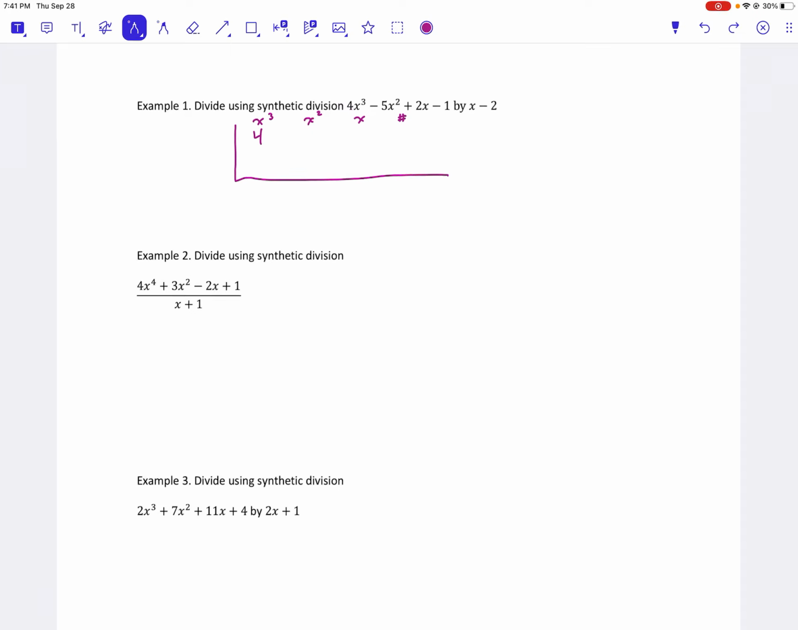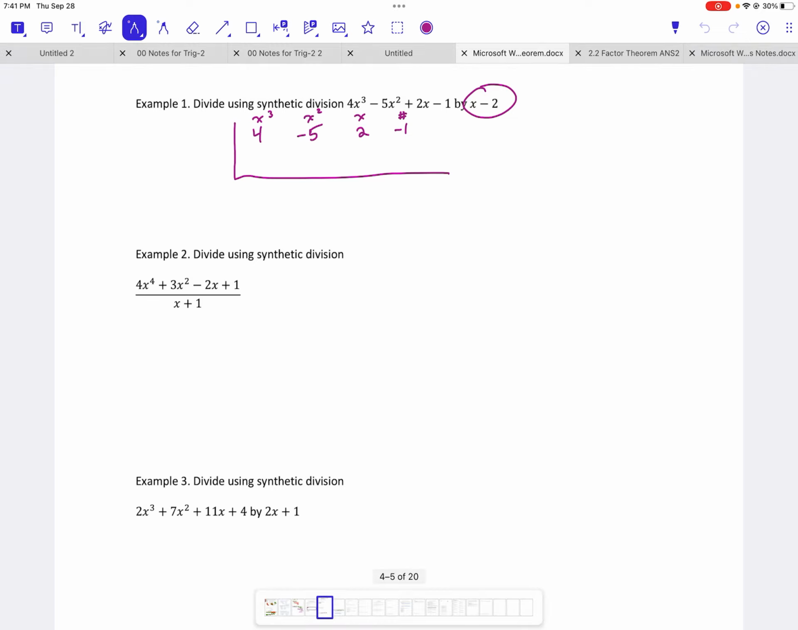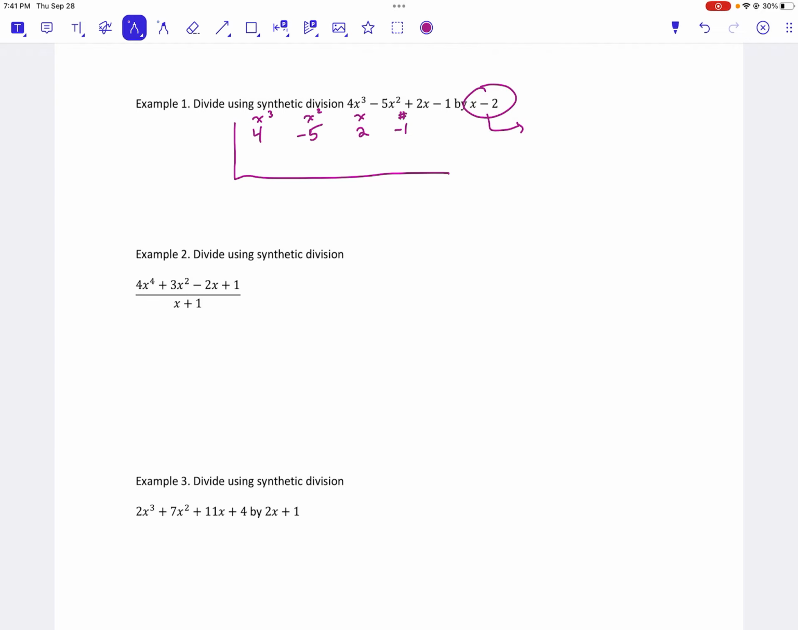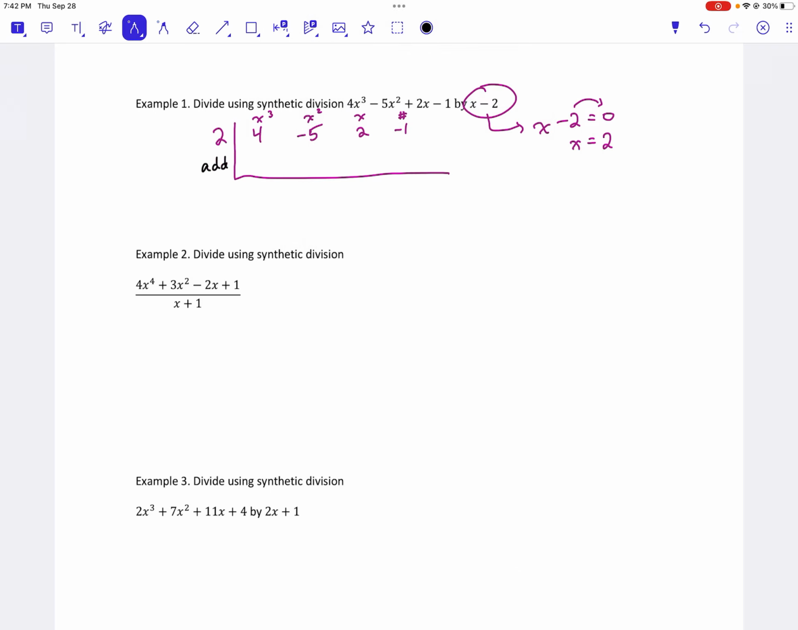The coefficient of the x squared is negative 5. The coefficient of the x is 2. And then we have the number, which is negative 1. For the zero of x minus 2, we want to know when x minus 2 equals 0. Well, that would be when x equals 2, when we bring it to the other side and add 2. So the zero of the divisor is 2. What we're going to do in this algorithm is add down, and then multiply in order for it to rise to the top there.